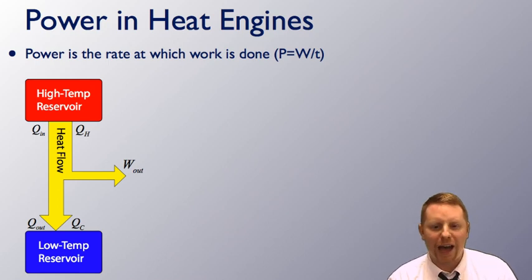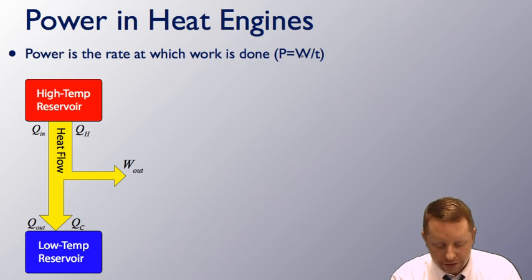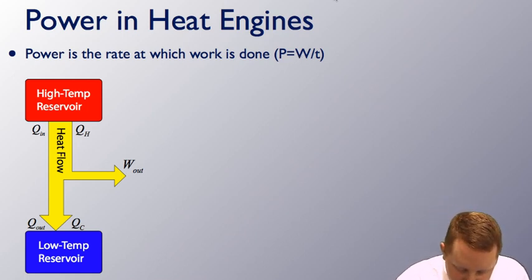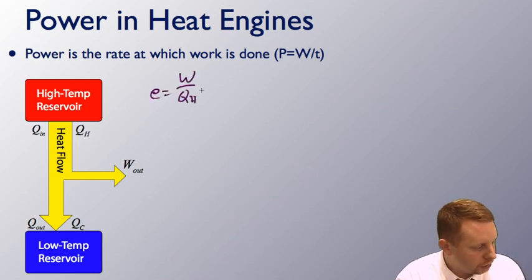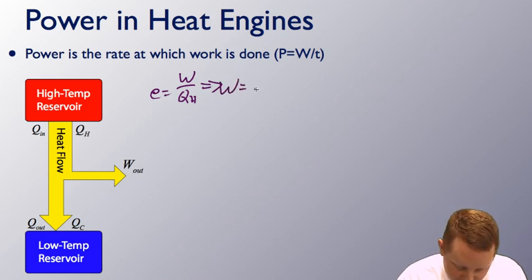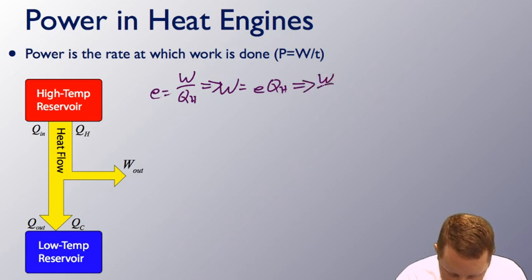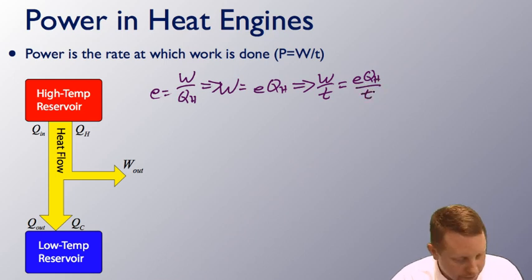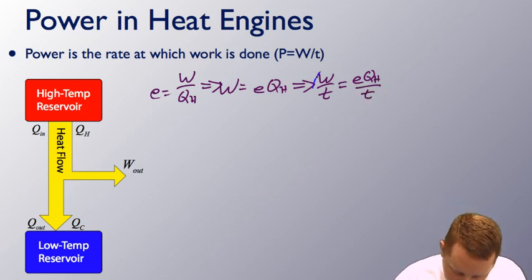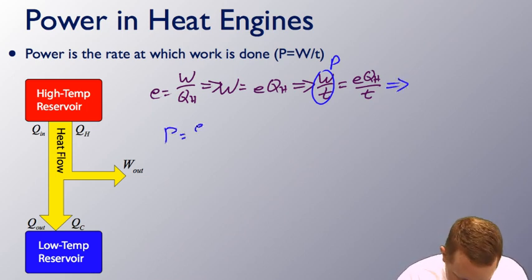We could also talk about power in heat engines, where power is the rate at which work is done. We've talked about that before. Work divided by time. Now, if we start again with our efficiency equal to work divided by QH, we could rearrange that to say then that work is equal to the efficiency times QH. Or if we want power, that's work divided by time. If I divide both sides by time, I get E QH over T. But work over time over here, that's power. So this implies then that power equals E QH divided by T.